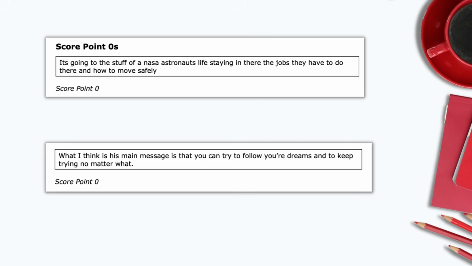It is going to the stuff of NASA astronauts' life, staying in there, the jobs they have to do there, and how to move safely. So here this is incorrect because it's unclear and very confusing with no evidence. The next one says, what I think is the main message is that you can try to follow your dreams and to keep trying no matter what. Well, here this one is incorrect because it does not address the actual author's main message and has no evidence.